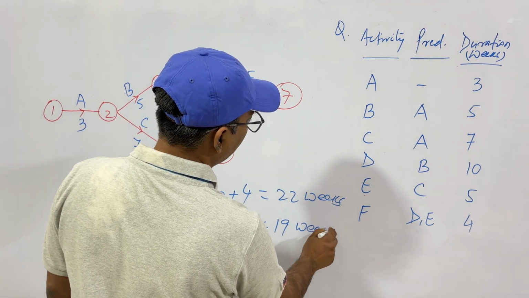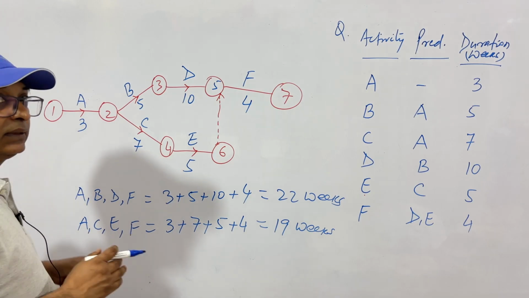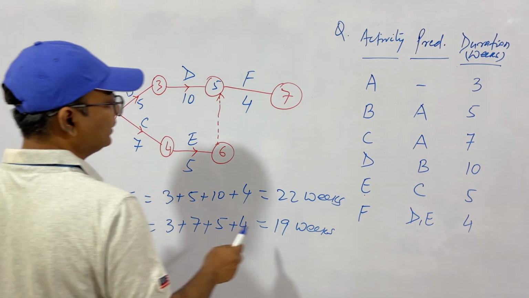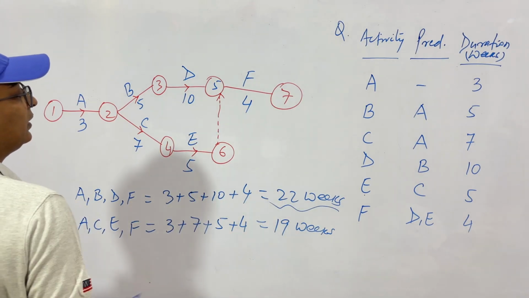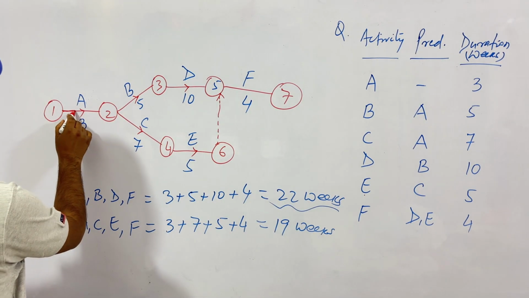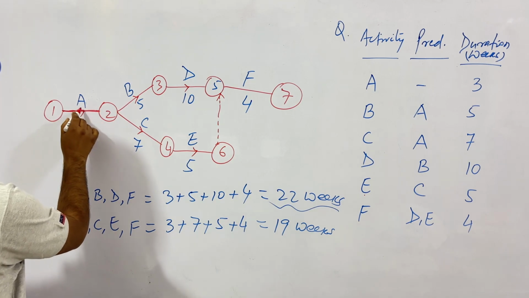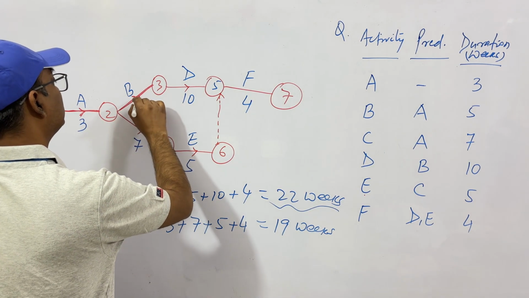Now you know the path which takes the longest time duration is the critical path. That is, it will take minimum 22 weeks to complete this project. So our critical path is, I'm just giving a bold line to it. So our critical path is this one.